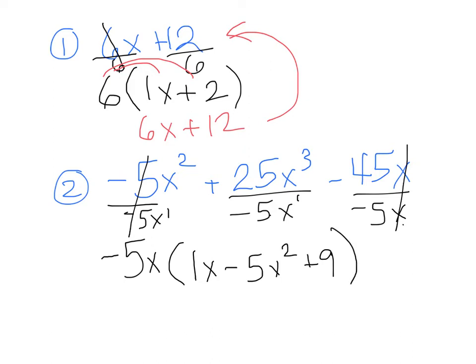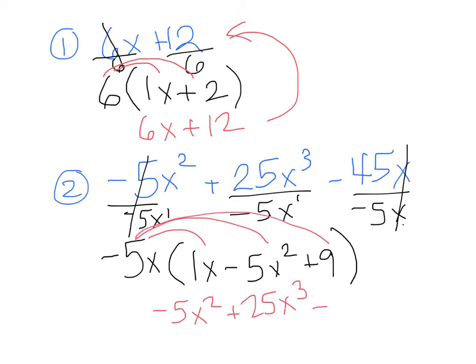And again, to check our work, we can distribute this negative 5x. So negative 5x times 1x is going to be negative 5x squared. And then negative 5x times a negative 5x squared will have plus 25x to the third. Remember when you multiply, you add those exponents. And then I'm going to distribute it to this 9. So then I'll have negative 45x, which is what we started with.